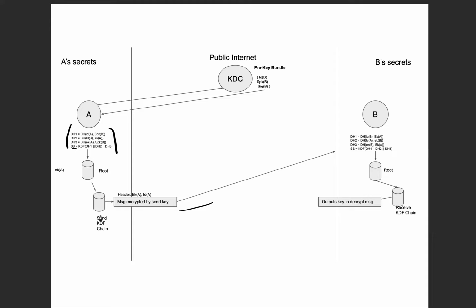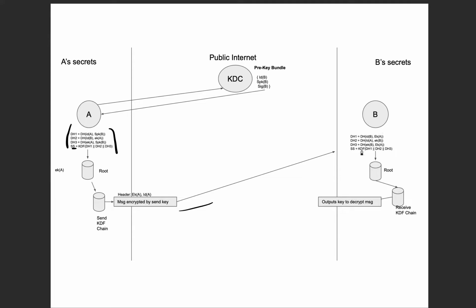And so that's really all that she needs right now. She's got the sending KDF chain. Now she'll turn that once and it'll output a key. She'll use that sending key to encrypt the message that she wants to send, and then she'll put the public version of her private ephemeral key in the header, as well as her identity, and now she can send the message over to Bob.